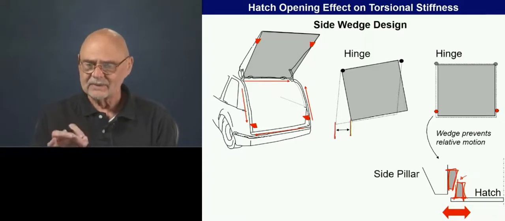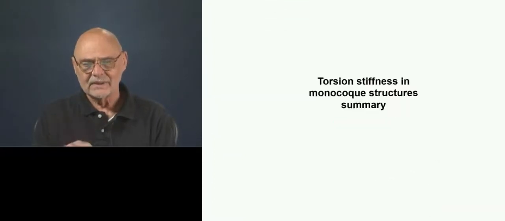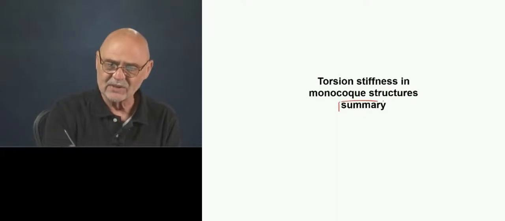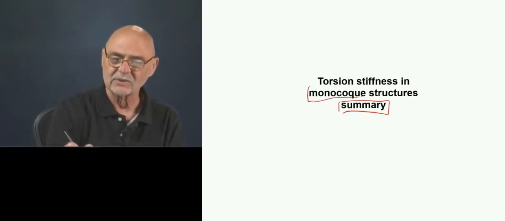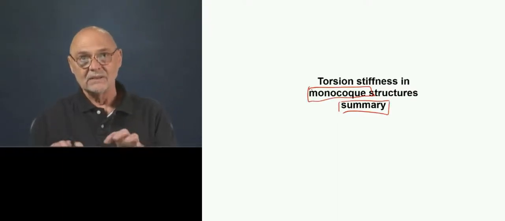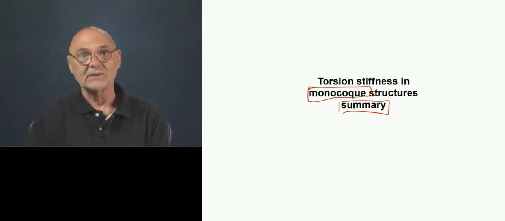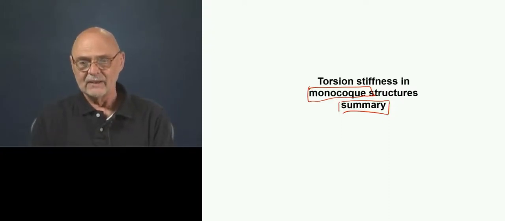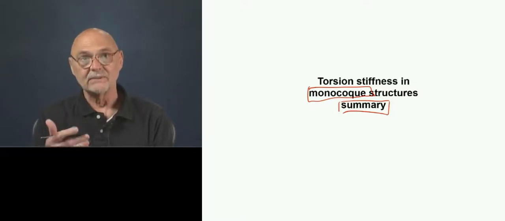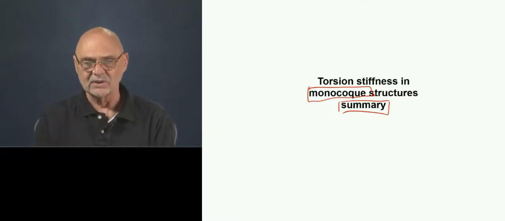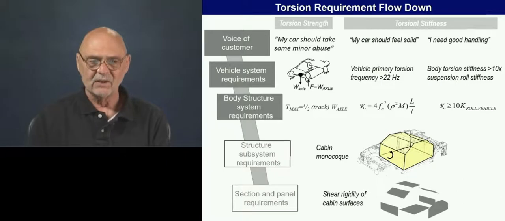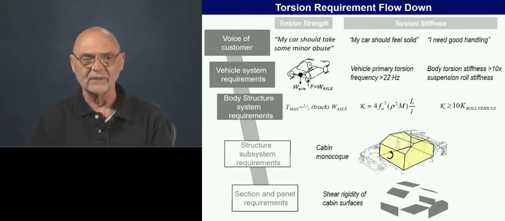Okay. So let's just kind of summarize everything that we said here about monocoque structures. So this is where the shell of the vehicle is a structural member. It's a relatively efficient way to react torsional stiffness. So we're just kind of going to go through what we learned so far.